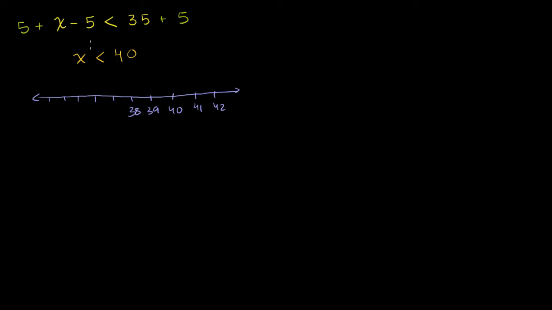Because if x is equal to 40, 40 minus 5 is 35. It's not less than 35. So x has to be less than 40. And to show this on the number line, we do a circle around 40 to show that we're not including 40. But then we can shade in everything below 40. So everything that's just exactly below 40 is included in our solution set. Everything I've shaded in yellow is included in our solution set. So 39.999999 repeating, which is about as close as you can get to 40, that's in our solution set. But 40 is not. And that's why we put that open circle around it.